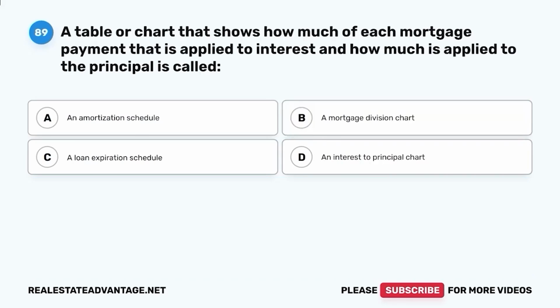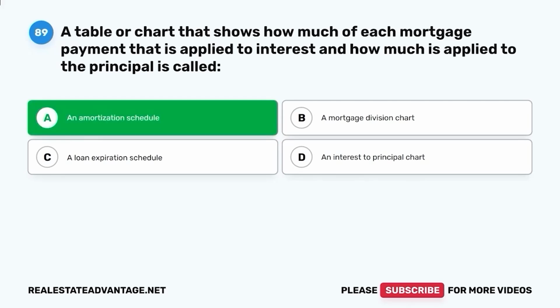Question 89. A table or chart that shows how much of each mortgage payment is applied to interest and how much is applied to the principal is called A. An amortization schedule. B. A mortgage division chart. C. A loan expiration schedule. D. An interest to principal chart. The correct answer is A.